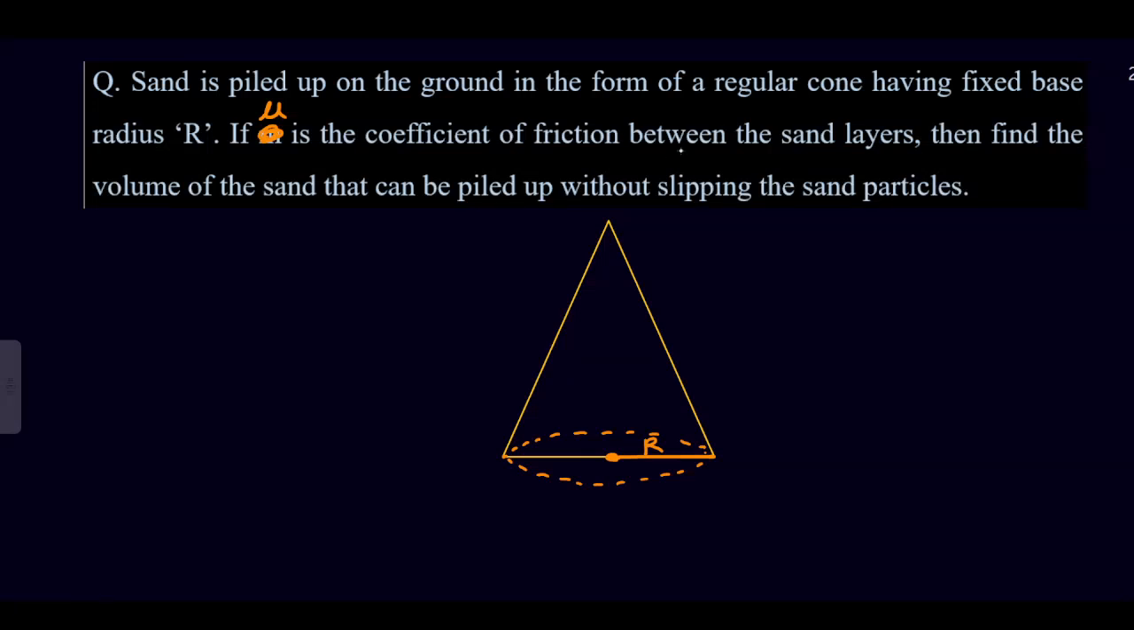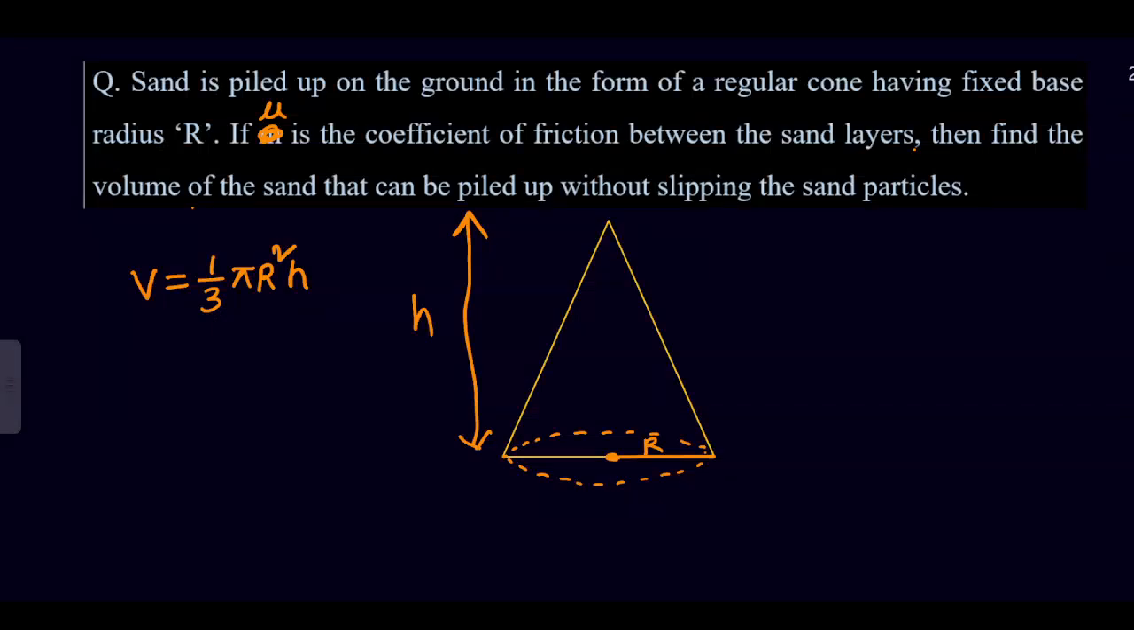So that's what they are saying here, and use a coefficient of friction between the sand layers. Find the volume of the sand. Let us say the height of this cone is h. Now we need to see how much height I need to place. They ask to find the volume of the cone. What is the volume of a cone formula? Yes, that is one by three pi r square h.